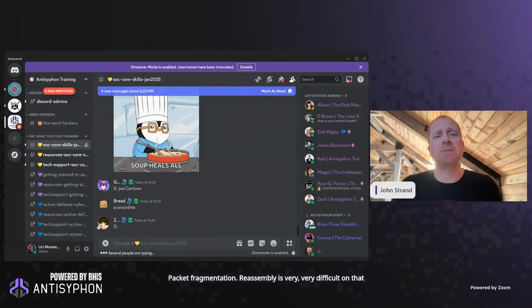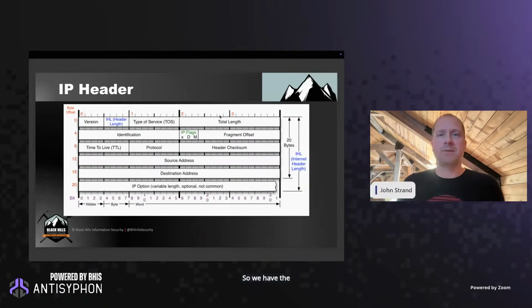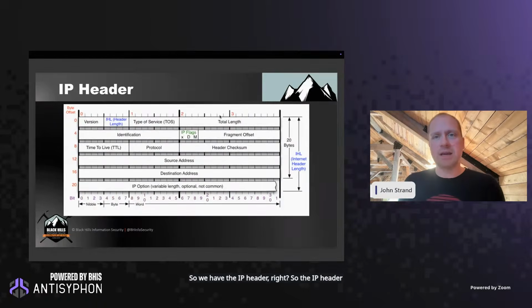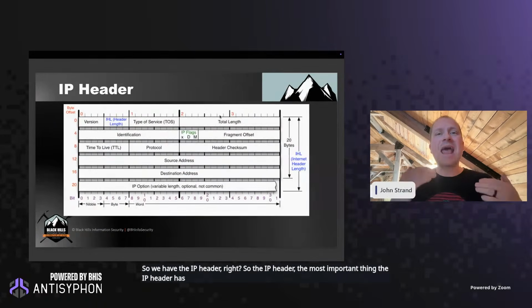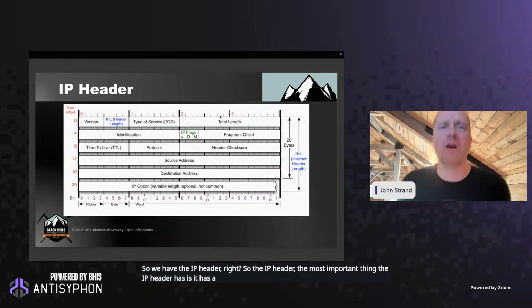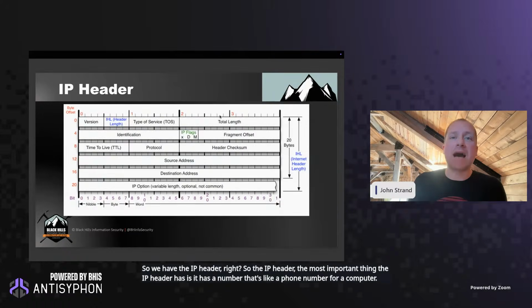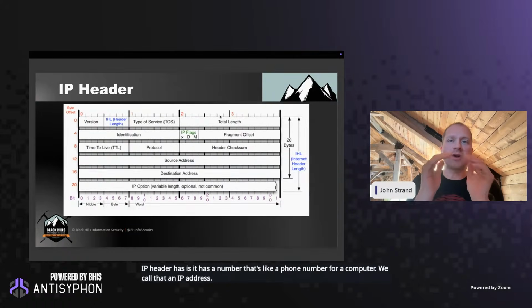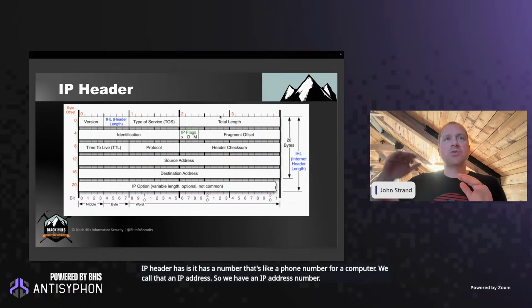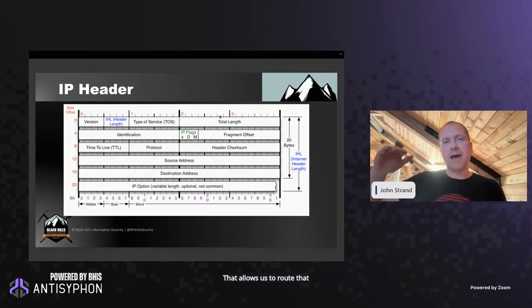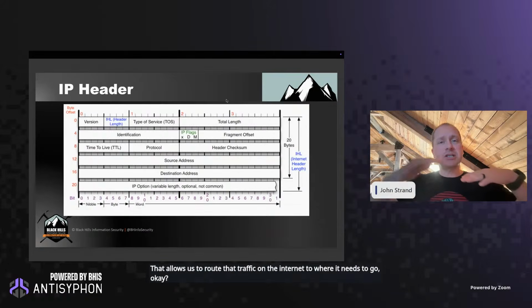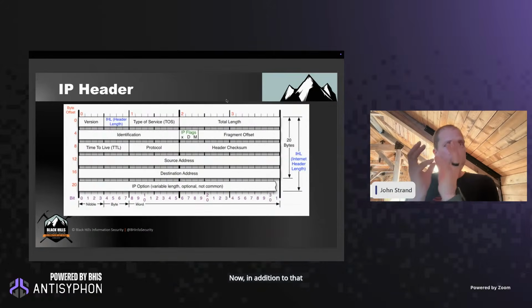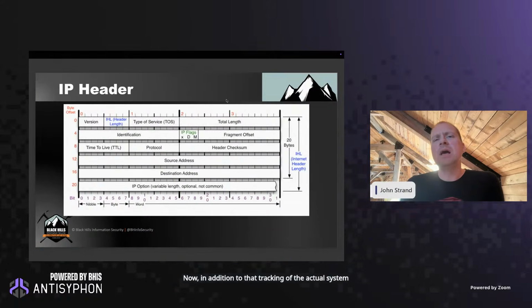All right, so let's keep going. So we have the IP header, right? The most important thing the IP header has is a number that's like a phone number for a computer. We call that an IP address. So we have an IP address number that allows us to route that traffic on the internet to where it needs to go. Now, in addition to tracking the actual system that we're communicating with, where are we sending it on that computer system?